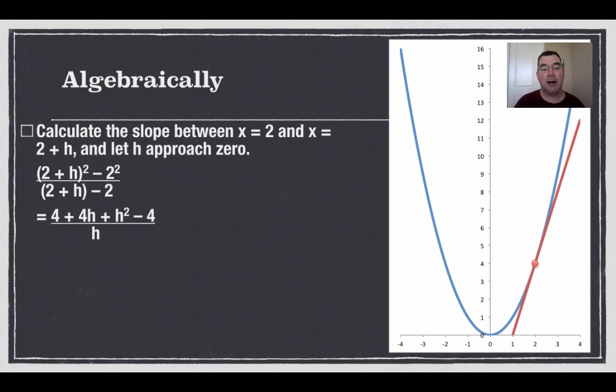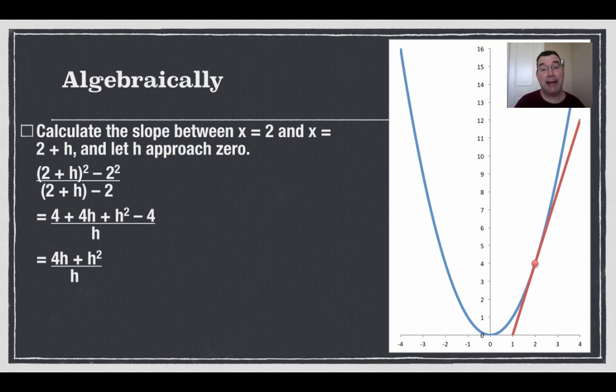On the bottom, I've got the 2 plus h minus 2. Well, the 2 and the minus 2 subtract out, leaving me with just h on the bottom. Now let's see what else I can do to simplify this algebraic expression. Well, the 4 and the minus 4 on top can subtract out as well. So all I'm left with is 4h plus h squared all over h.